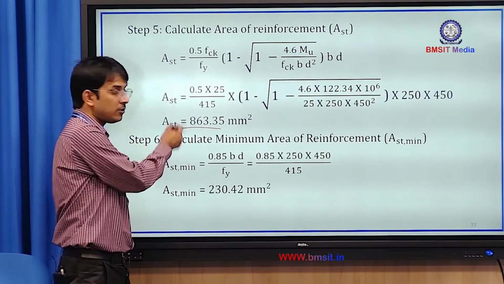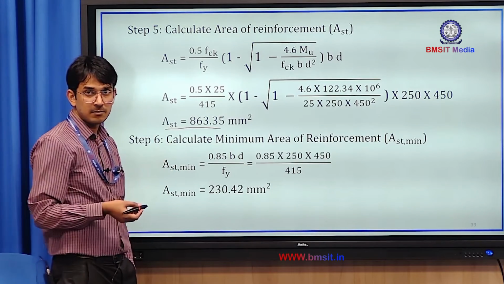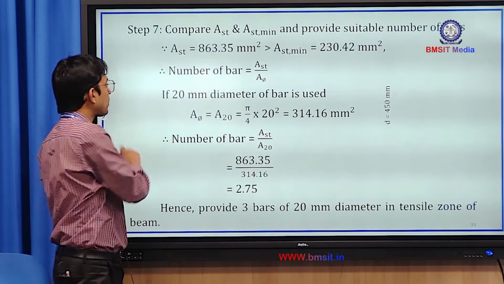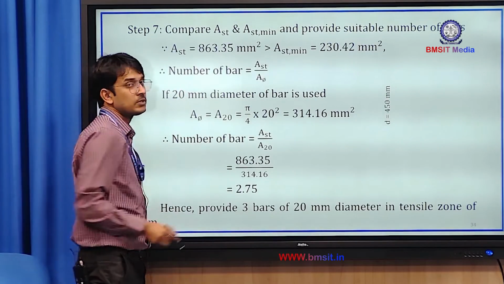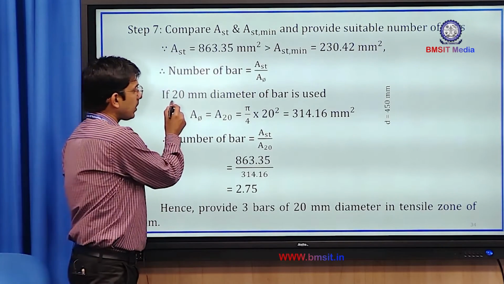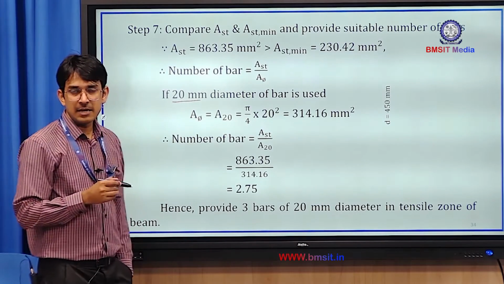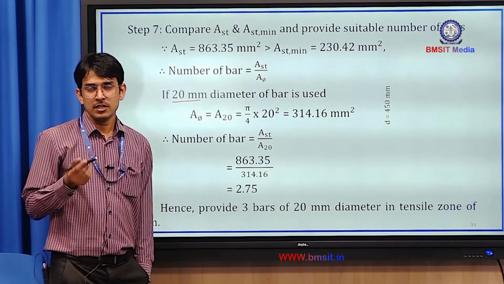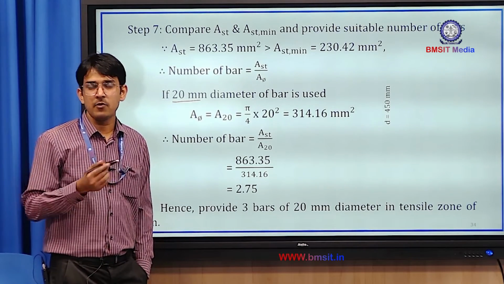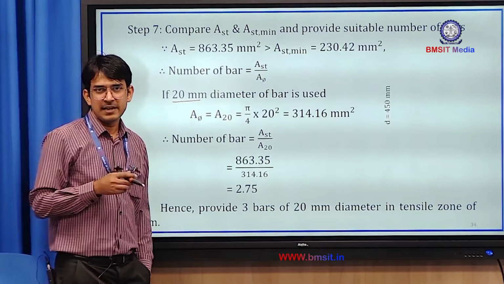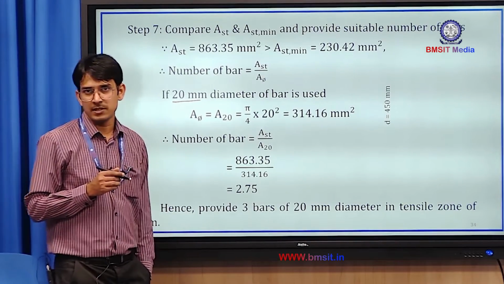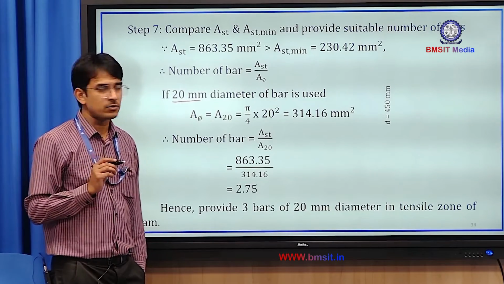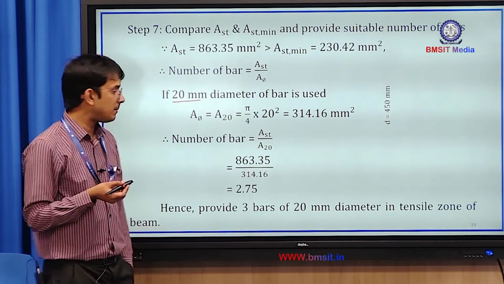Now we have to take the maximum value between Ast and Ast minimum. So the maximum value is 863.35. Now we calculate the number of bars by taking this value 863.35. I am taking the bar of 20 mm diameter. It is a design problem, so it is up to you whatever diameter you want to take. If you use 12 mm diameter, then the number of bars will increase, and then it will affect the spacing between the reinforcement. But here you can take the diameter. So here I am taking 20 mm diameter.